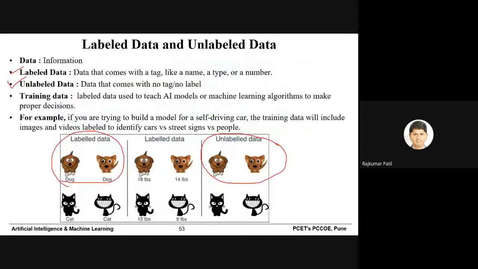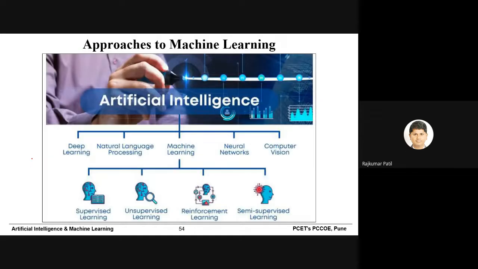And the purpose of discussing these things is that henceforth, when we talk about machine learning algorithms, many times we will be using the words labeled data and unlabeled data, and at that time you should not have to ask what labeled data and unlabeled data are.